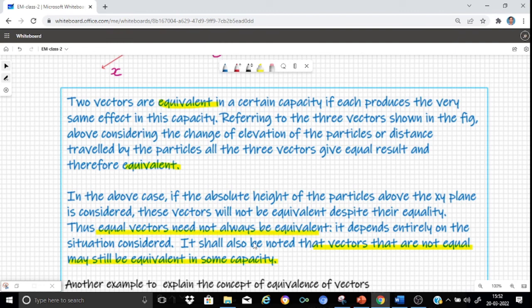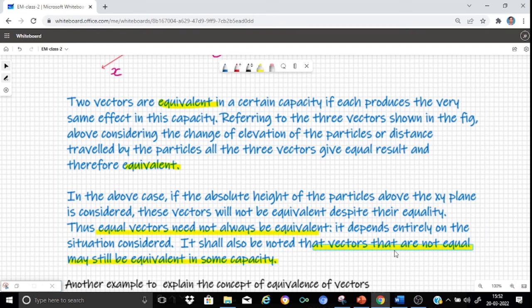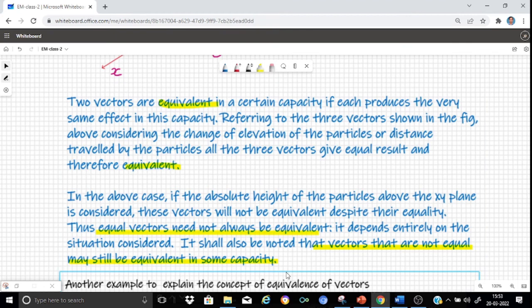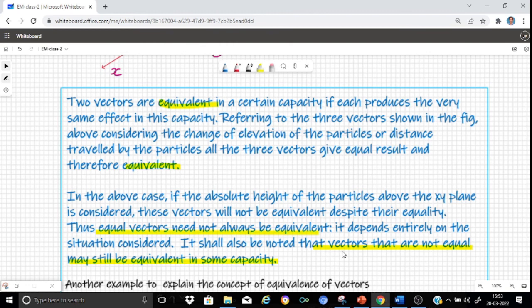It depends entirely on the situation considered, or exactly what effect we are interested in. It shall also be noted that vectors that are not equal may still be equivalent in some capacity. This is a good statement. This will be demonstrated in the next sketch.